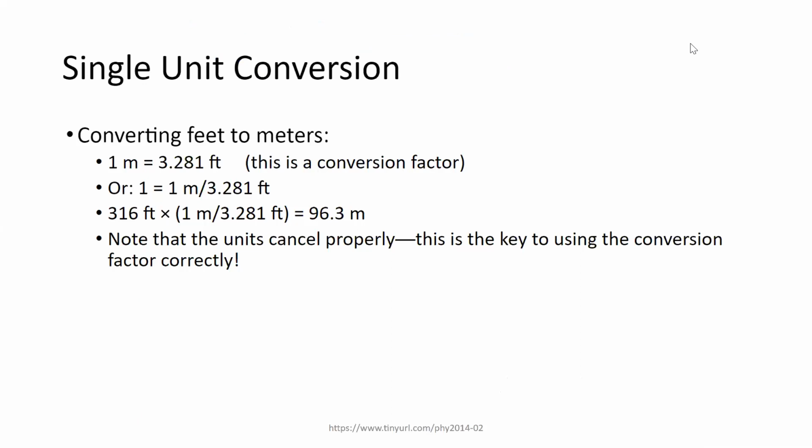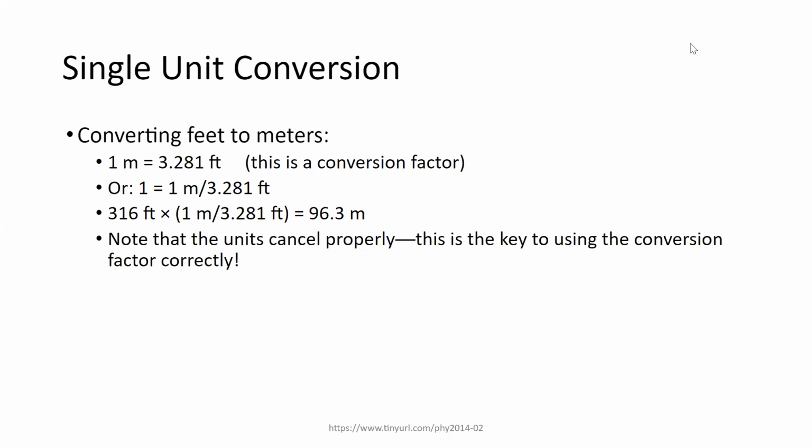Last time we also talked about single unit conversion. When you are doing single unit conversion, you want to know the conversion factor. A lot of times it's given to you, or you can look it up online. So for example, this is another example here. If you are converting from feet to meters, then you would need to know the conversion factor from feet to meter or meter to feet, either way. So 1 meter is equivalent to 3.281 feet.